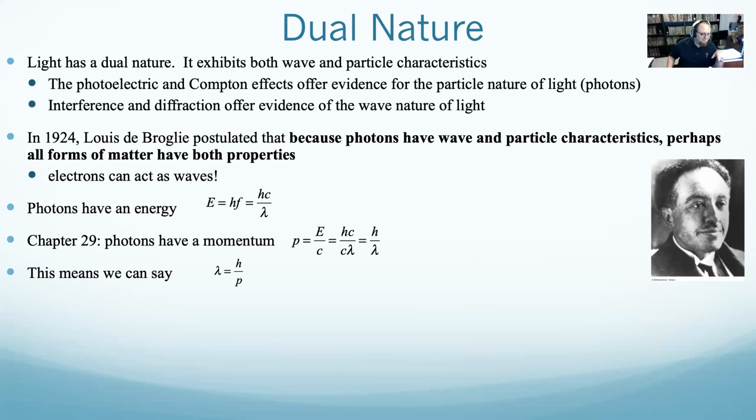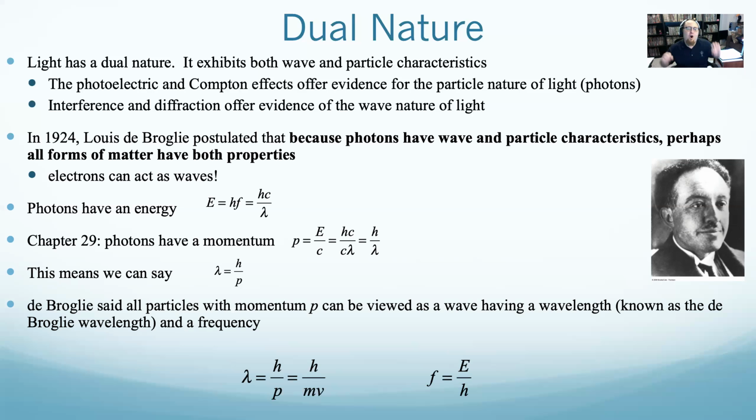But if the wavelength of a photon is Planck's constant over the momentum, everything can have momentum. If I throw something across the room, it has momentum. Why can't other things have wavelengths? And what de Broglie said is that all particles with momentum can be viewed as if they are a wave. This was known as the de Broglie wavelength.